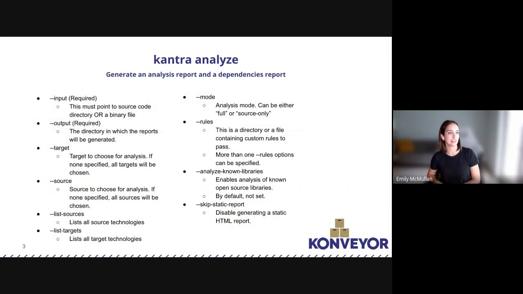So here are the available flags for the analyze command. I won't read all of these off to you, but a few to point out would be list sources and list targets, that will list the available source and target technologies that we have in our packaged rule sets with Cantor. Our input and output would simply be the input to the source application and the output directory that will hold the analysis reports, and rules for specifying other rules outside of the packaged rule sets that we have.